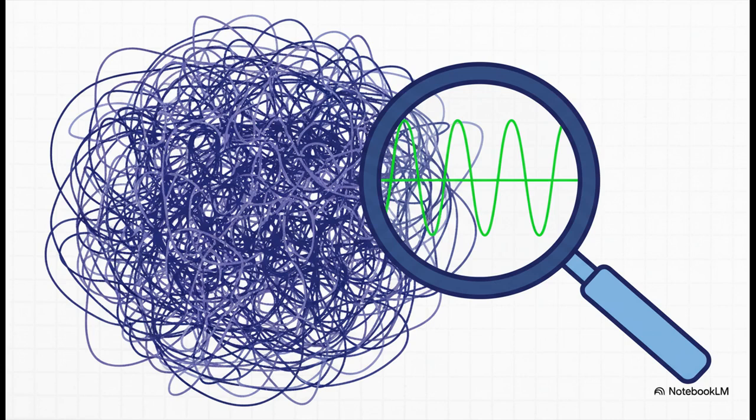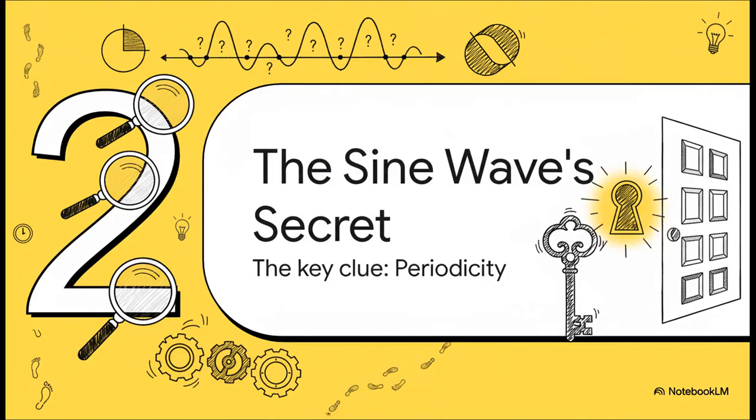The secret to cracking this case isn't about brute force memorization. It's about finding a hidden pattern and simplifying the whole thing before you even get started. Every good detective has a secret weapon, right? Well, for this mystery, ours is a core property of the sine function itself. This is the one clue that's going to blow this entire case wide open.